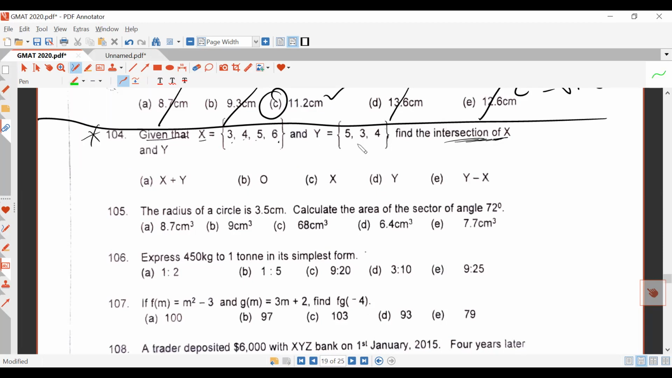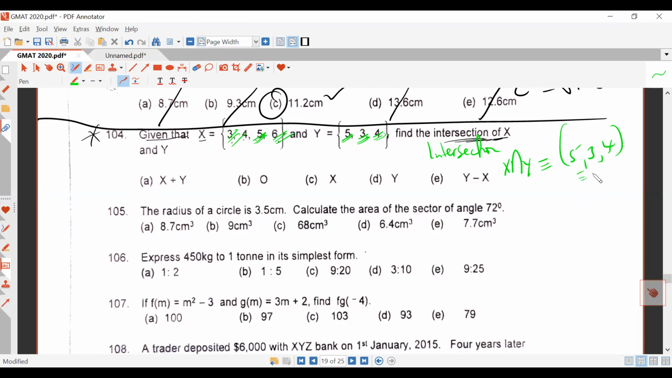Now, what is common? Can you cross out? 5 is appearing in both. This one is the same as this. Three is the same as this. And then four is the same as this. So our intersection will actually be x intersection y is the same as 5, 3, and 4.